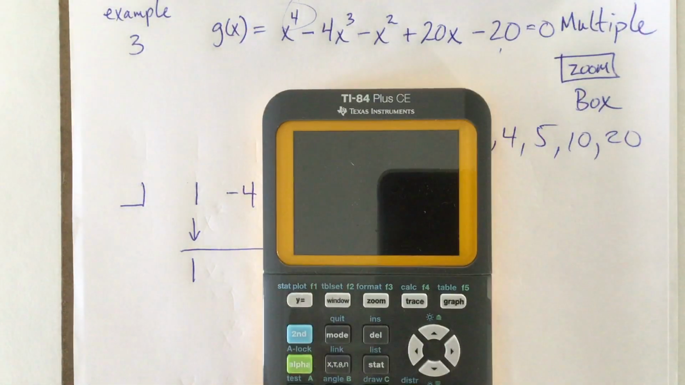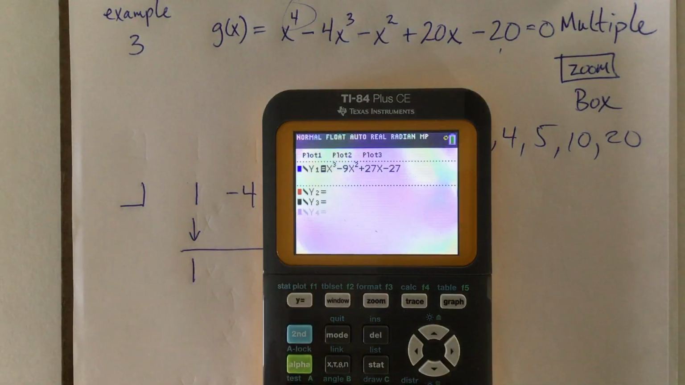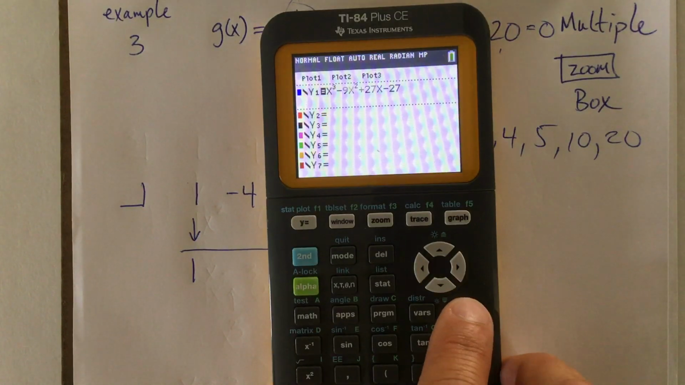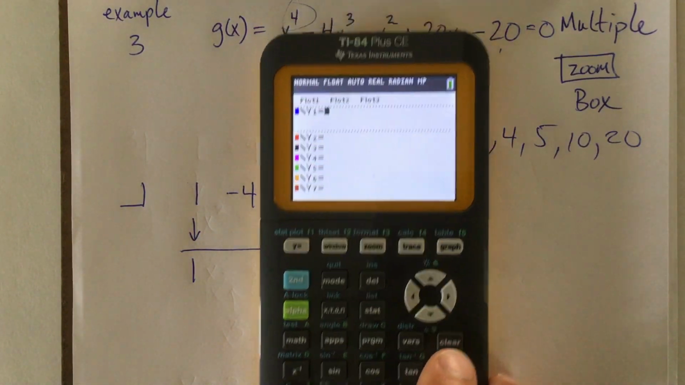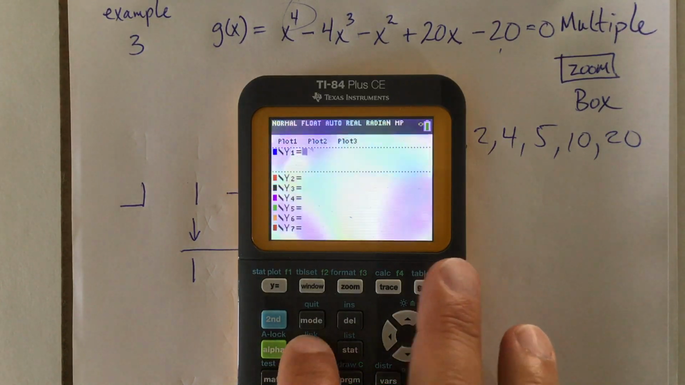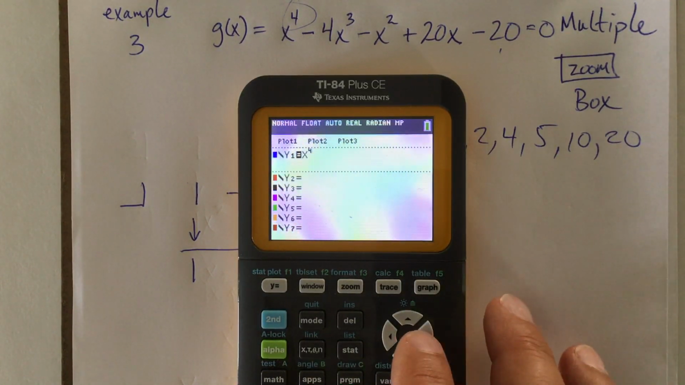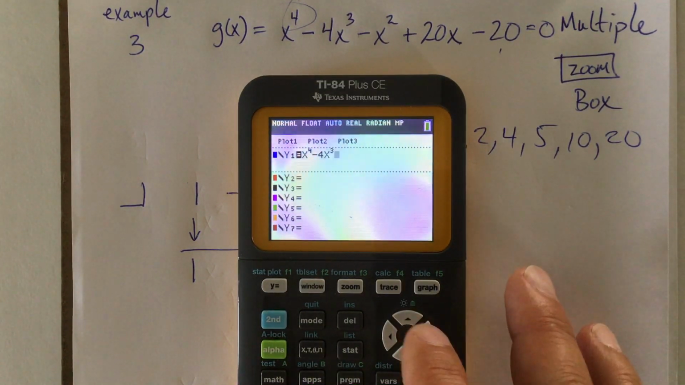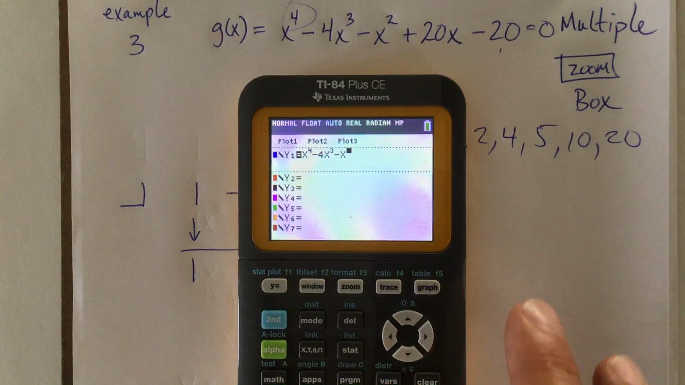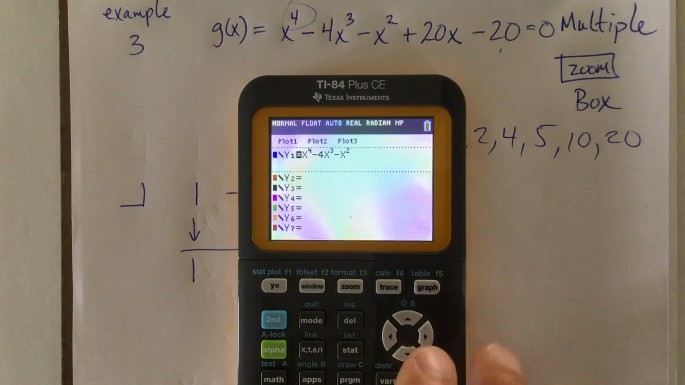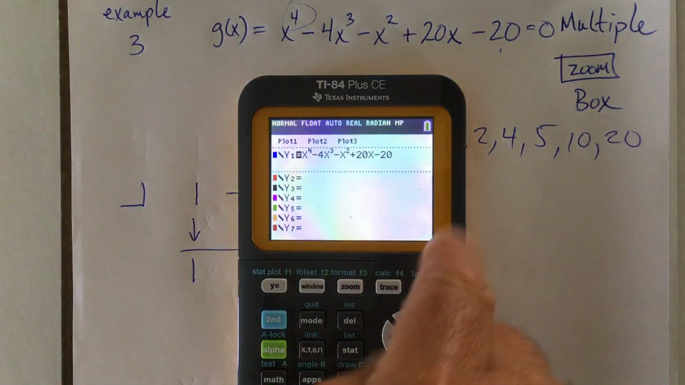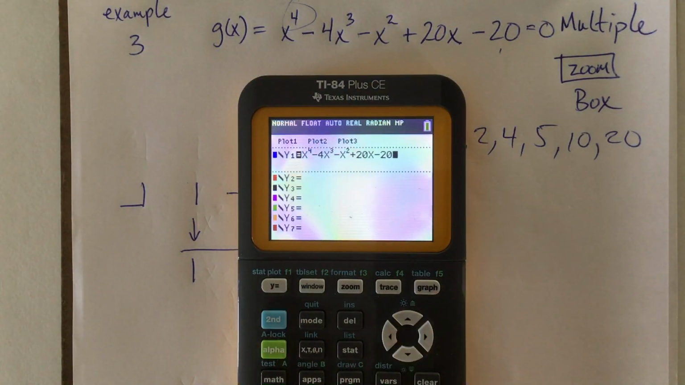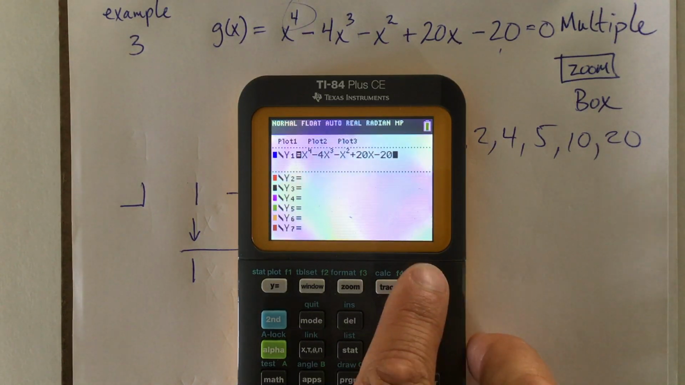I don't know, so that's when I grab my calculator and I hit y equals. I'm going to clear the last one out, get rid of it, and enter in x to the 4th, side arrow, minus 4x to the 3rd, side arrow, minus x to the 2nd, side arrow, plus 20x minus 20. And I have everything entered in. Make sure you got it right. If your graph doesn't match mine, that's why. Hit graph.